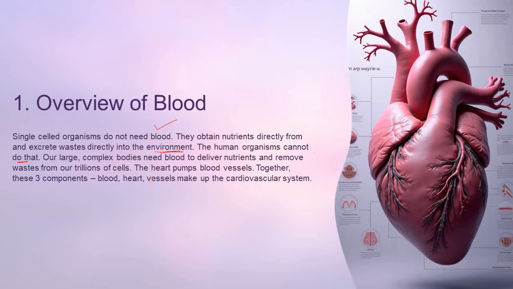Humans cannot directly take any kind of liquid or essential minerals from the environment and excrete directly into the environment by the process of diffusion or osmosis. Human beings are higher, multicellular organisms, and the body has different systems to perform different physiological activities. Our large complex bodies need blood to deliver nutrients and remove waste from our trillions of cells.